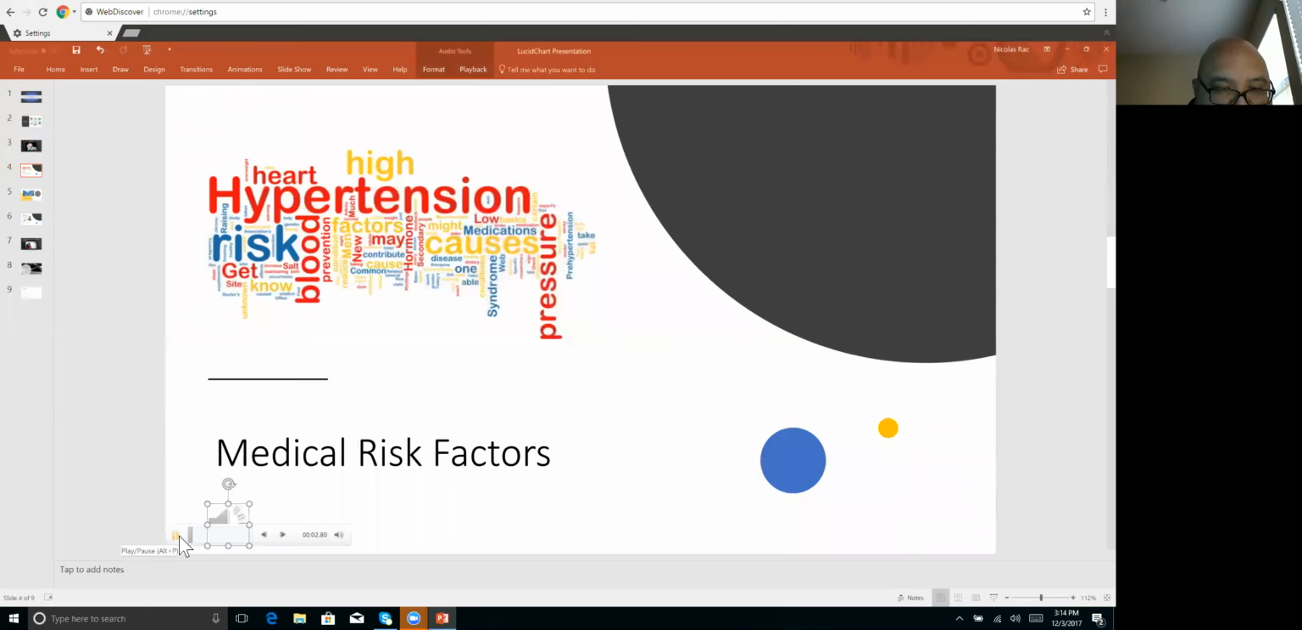Medical risk factors also play into mental health disorders. One of them is thyroid problems. Recent reviews and several studies have shown a close association between thyroid disorders and mental health, so one of the medical risk factors for mental health disorders is thyroid problems.